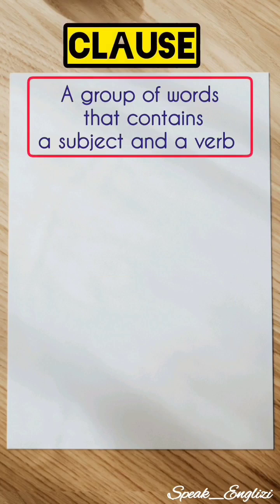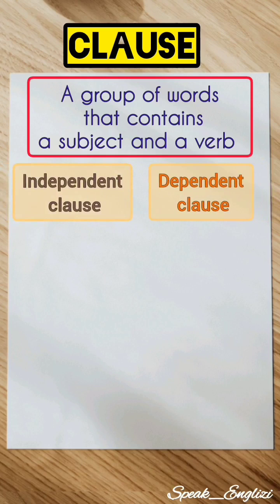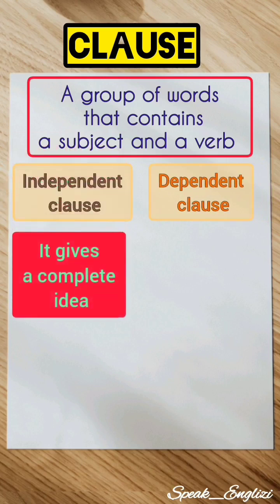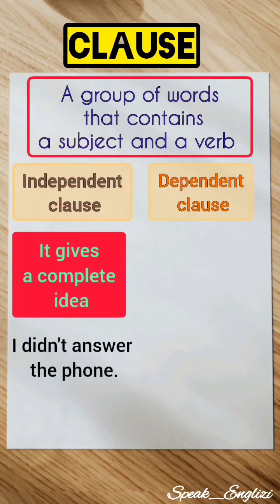Clause. A clause is a group of words that contains a subject and a verb. There are two types of clauses: independent clauses and dependent clauses. An independent clause is a clause that expresses a complete idea. For example, I didn't answer the phone.